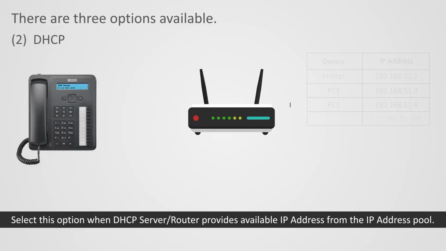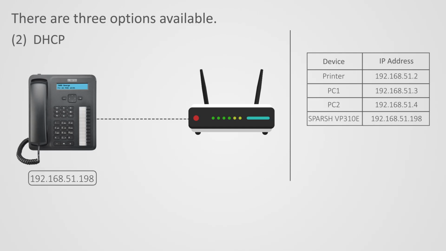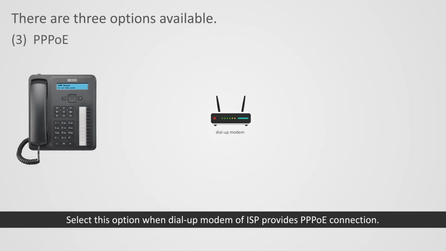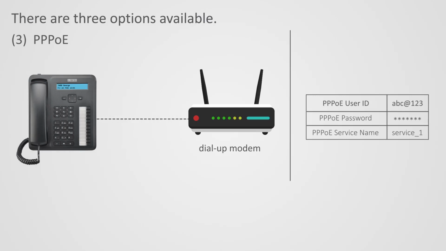Second, DHCP. Select this option when DHCP server or router provides available IP address from the IP address pool. Third, PPPoE. Select this option when dial-up modem of ISP provides PPPoE connection.